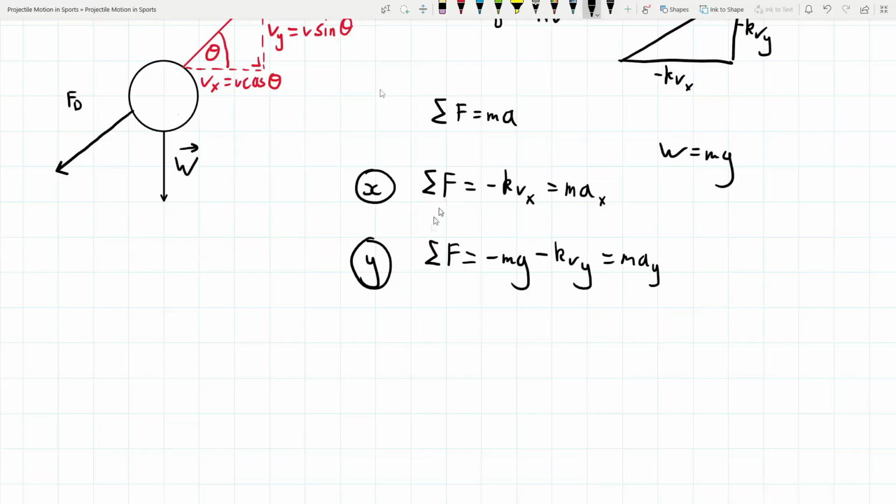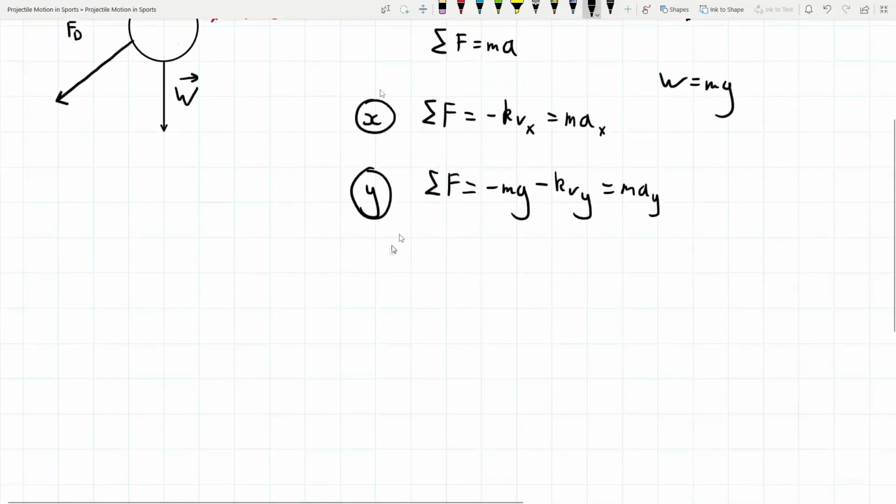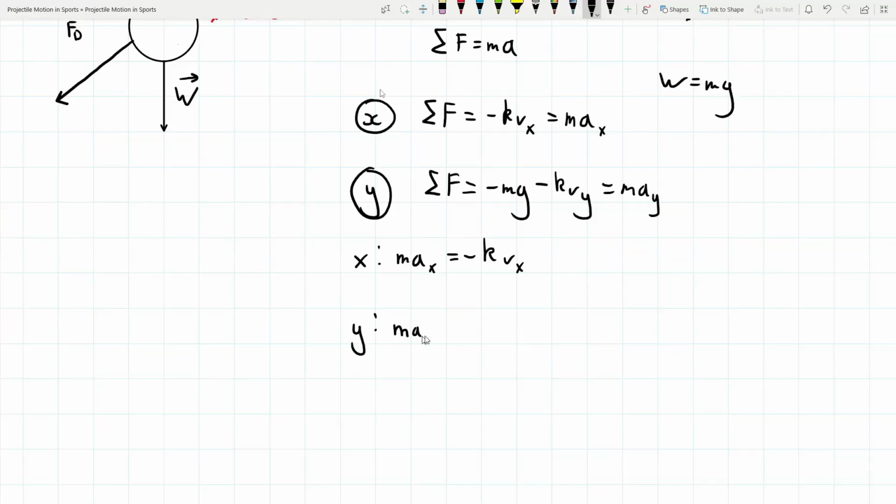So now I'm just going to ignore this f part, and we're just going to have two equations for the x and y. So in the x direction, we have m ax equals minus k vx. And in the y direction, we have m ay equals minus mg minus k vy. Okay, now we can solve these one by one.